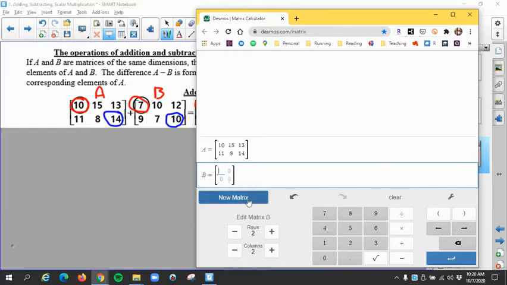Then I click on New Matrix. Matrix B is also a 2 by 3. The elements are 7, 10, and 12 in the top row. In the second row, it's 9, 7, and 10.